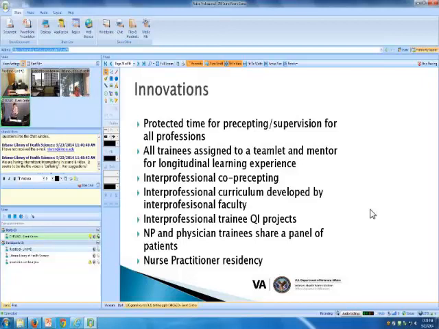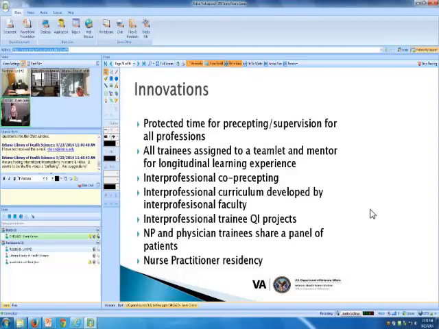We have NP students and NP residents sharing a panel of patients with the physicians. So when the physician resident goes off to do their in-house rotation or their ICU rotation or whatever else rotation, the NP is responsible for that panel of patients, and then they communicate back and forth by text and email and all those other things, although with the HIPAA requirements, they can't say a lot of things.